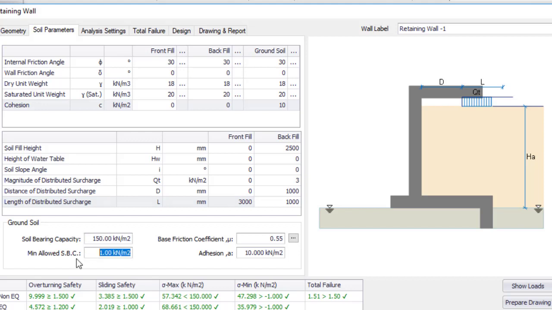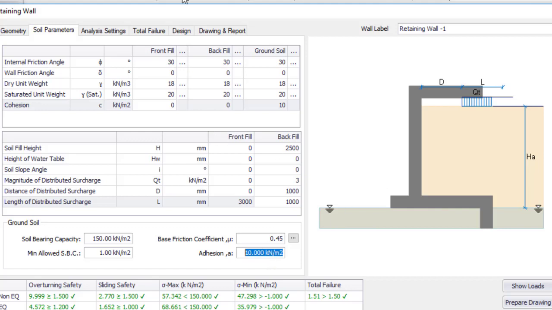Then the minimum allowed soil bearing capacity, minimum allowed SBC, I'll just leave it as 1. Then the base coefficient of friction, let me use 0.45. That is the friction between the ground soil and the base of the retaining wall. Okay, and then the adhesion, put it at 10.